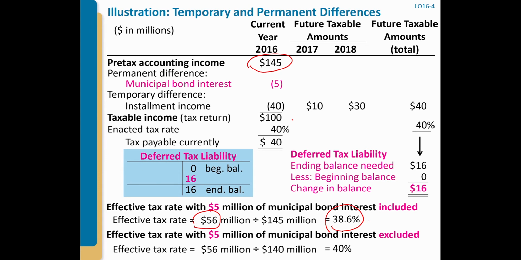But if you want to exclude that 5 million investment, in other words, if you don't invest that 5 million, then our effective tax rate will be 40%. So this shows you that when we invest in municipal bonds, the interest we receive is tax free. That's going to decrease our total tax, and decrease our effective tax rate.